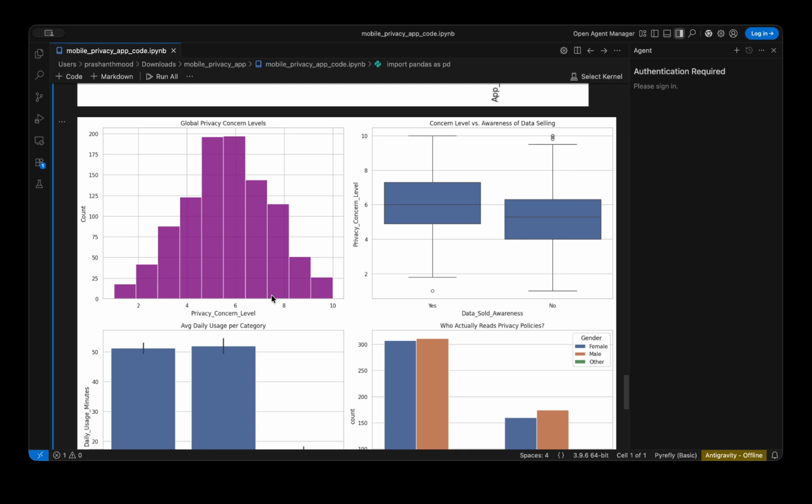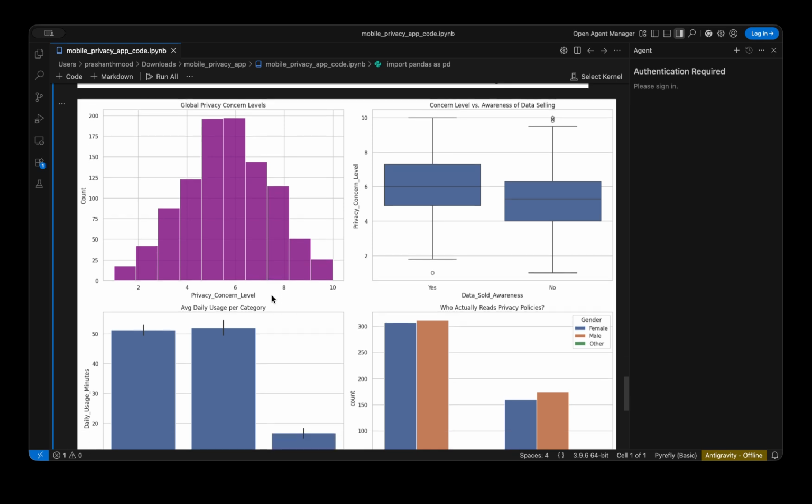App level deep dive: analyzing which specific apps, TikTok, Snapchat, WhatsApp, Instagram, etc., are most associated with high consent or uninstalls. Time series component: if we had longitudinal data, we could track whether awareness is increasing over time as media attention on data privacy grows. Interactive dashboard: converting these static visualizations into an interactive table or Power BI dashboard for an explorable experience.